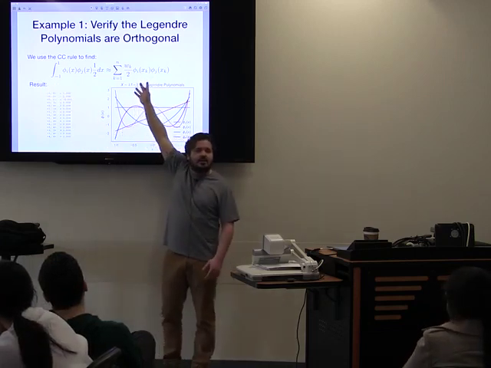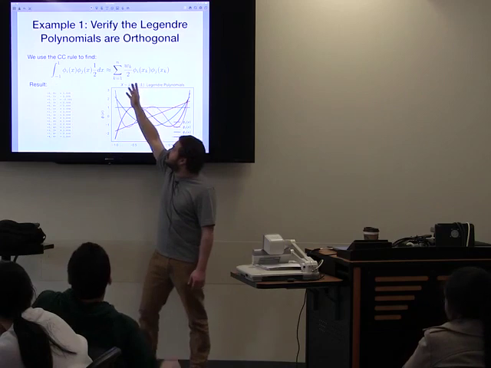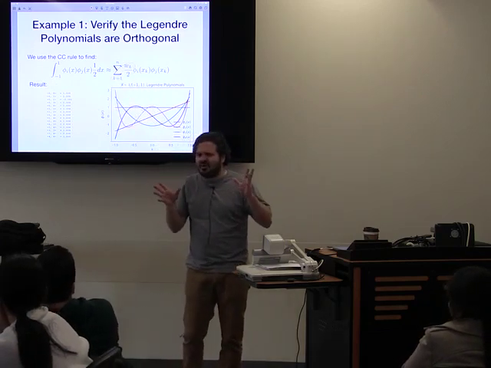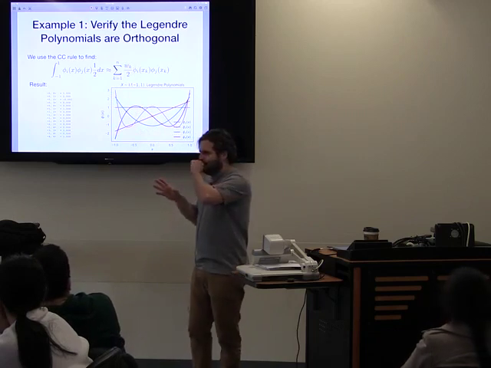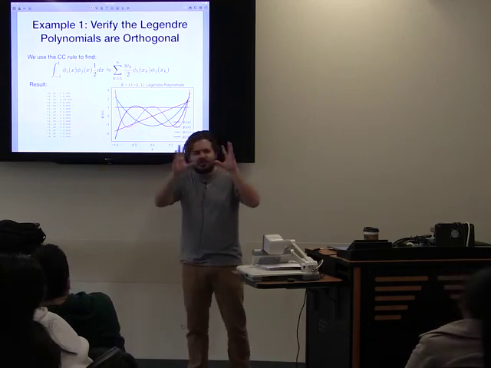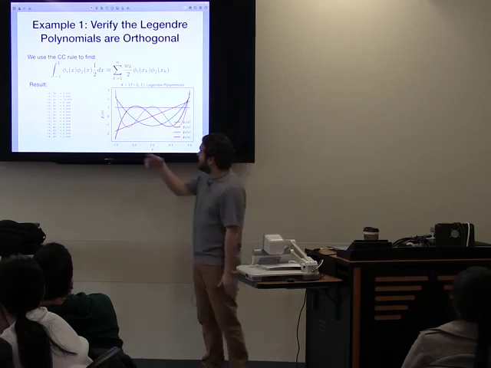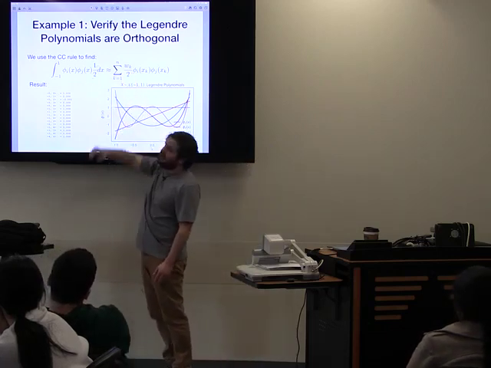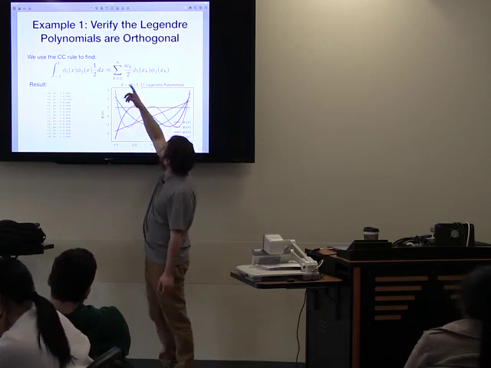This is what the Clenshaw-Curtis rule tells me. It tells me here are your WKs, but the Clenshaw-Curtis rule was developed for a weight function that was equal to 1. But here I have 1 over 2, so I have to divide by 2. That's not a big deal.